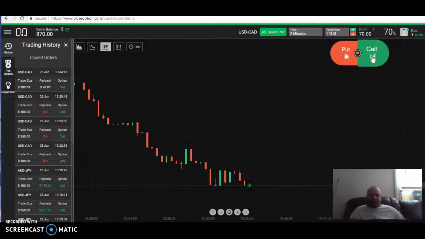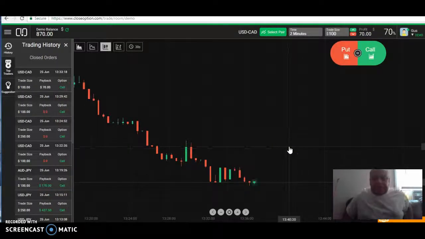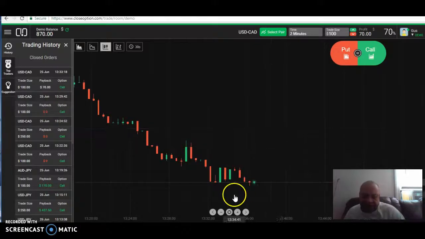Let's see what happens here, if it continues to go sideways. All right, another little bearish candle here, a small bearish candle. So it's sitting. So yeah, we're going to sit on this because I think this is a good opportunity here. Just waiting for a nice green bullish candle so I can hit a call trade, a 2-minute call trade for $100.